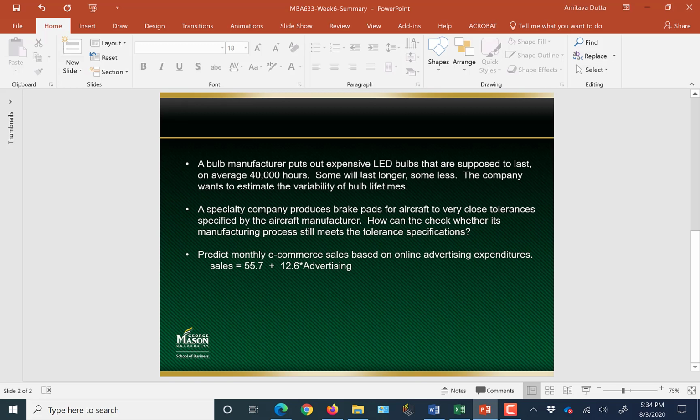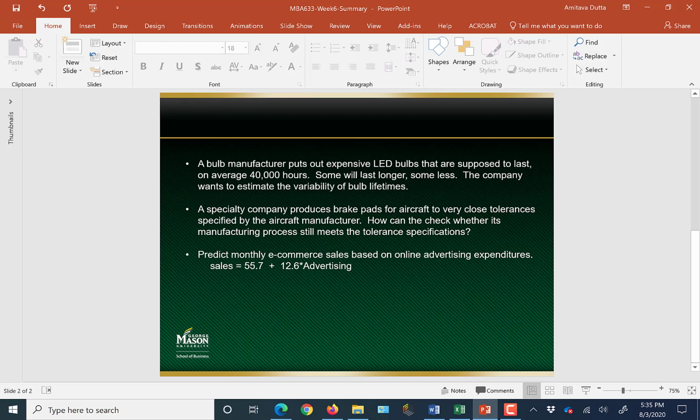So you're drawing conclusions about the variance of bulb lifetimes rather than the average. A second example is also from a manufacturing setting. You have a specialty company that is producing brake pads for aircraft, and these parts have to be manufactured to very close tolerances. So you don't want the brake pad thickness to vary too much.